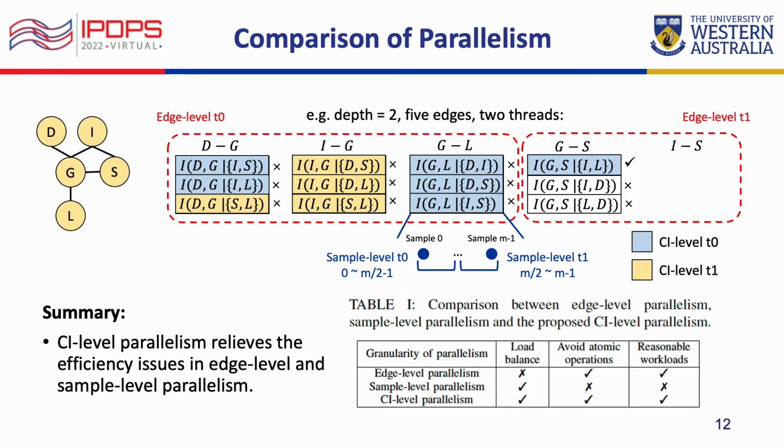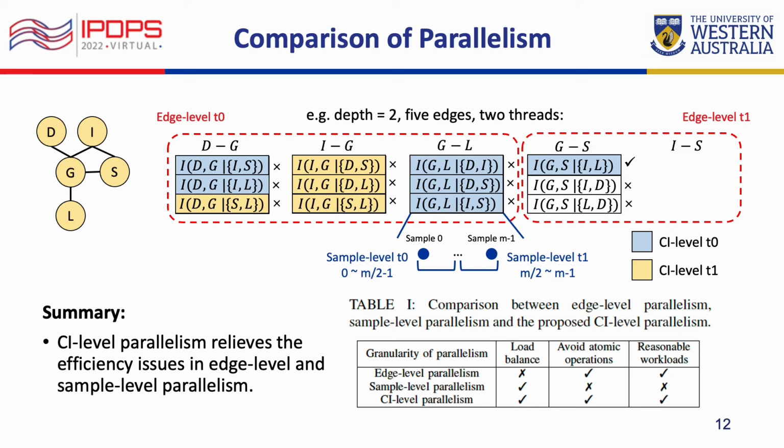We use the previous example to compare the three levels of parallelism. For edge-level parallelism, thread 0 actually performs 9 CI tests, while thread 1 only performs 1 CI test. The efficiency can be decreased due to this issue of workload unbalancing. And sample-level parallelism parallelizes inside each CI test, which leads to expensive atomic operations and high parallel overhead.